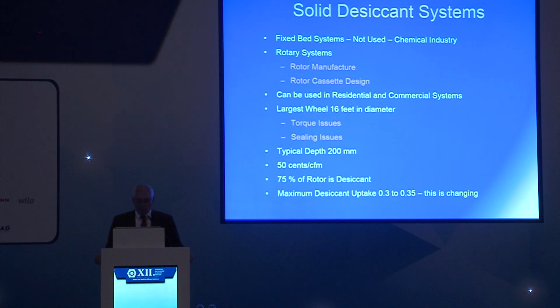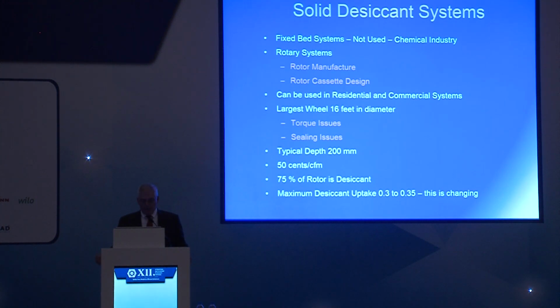Typical depths are about 200 millimeters. Roughly, sometimes the cost in US dollars is about 50 cents a CFM. And many times, people try to make about 75% of that rotor actually active sorbent, in other words, active desiccant, either deposited onto a matrix or formed in situ on a matrix.